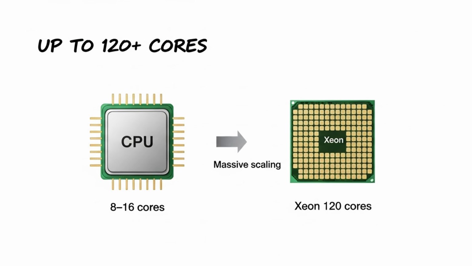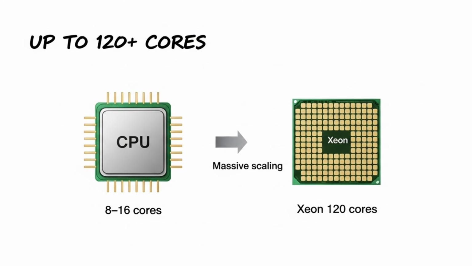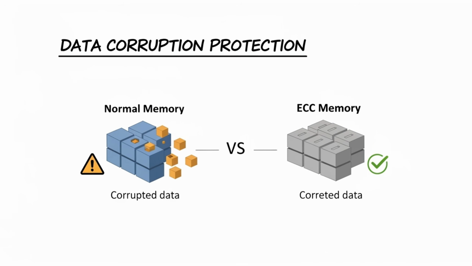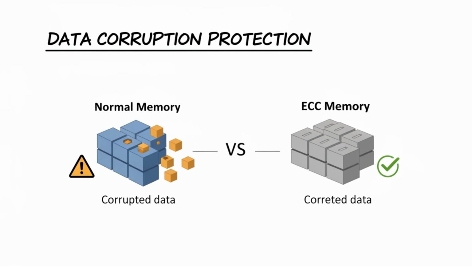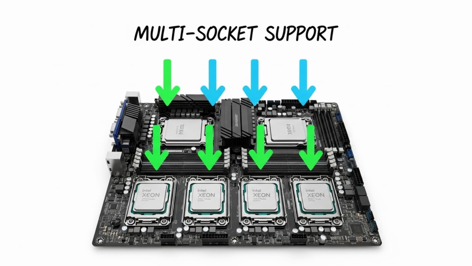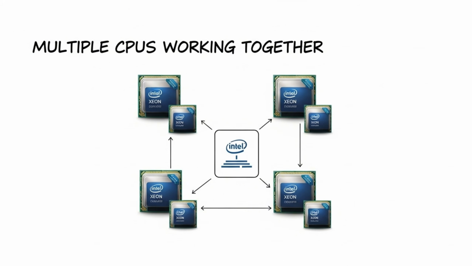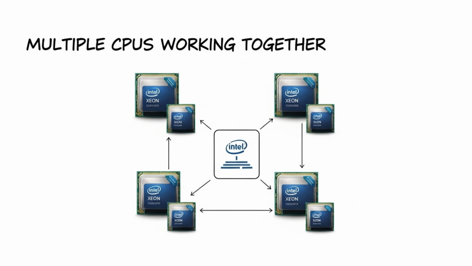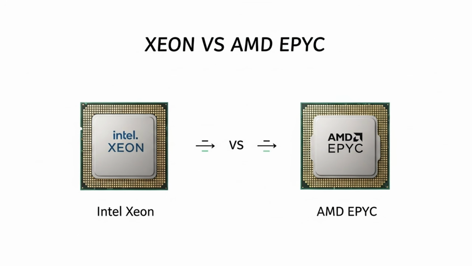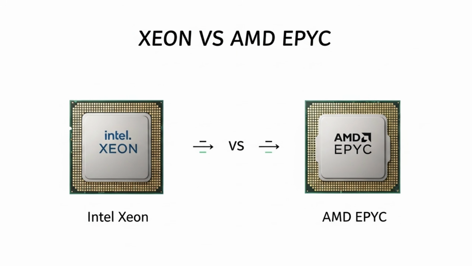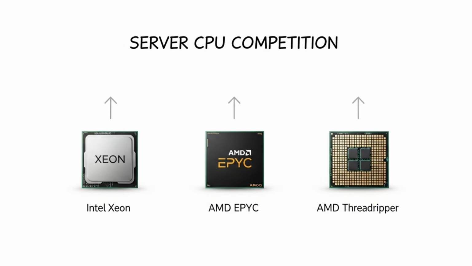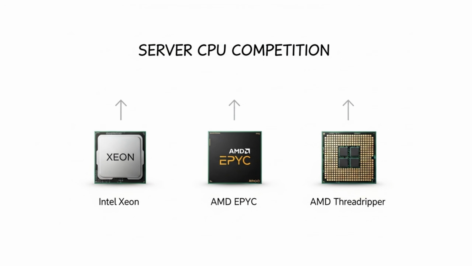They also support advanced features like ECC, or error-correcting code memory, which can detect and fix data corruption, ensuring the integrity of critical calculations. Perhaps their most defining feature is support for multi-socket motherboards. A single server can be built with 2, 4, or even 8 physical Xeon processors working in tandem, pooling their cores to create a computing monster capable of handling cloud computing, large-scale scientific simulations, and massive database transactions. For years, Xeon was the undisputed king of this realm, though it now faces strong competition from AMD's EPYC and Threadripper processors, which have challenged its dominance by offering compelling core counts and performance per dollar.